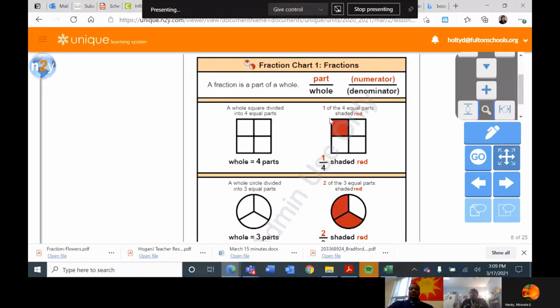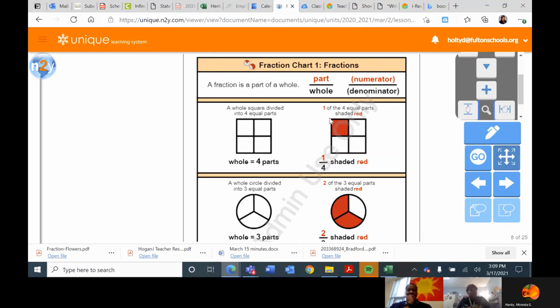So when we're talking about fractions, boys and girls, what are we talking about? A fraction is a part of a whole group. So we have the whole, which is the bottom number, called a denominator. And then you have the part of that whole, which is your numerator. When we're making our fraction flowers today, we're going to learn how to take apart a whole flower and make it into different parts, but they all equal one whole.